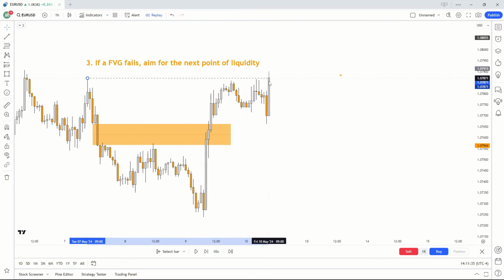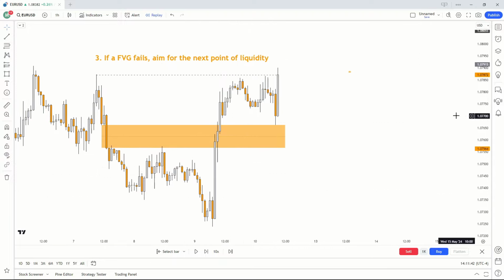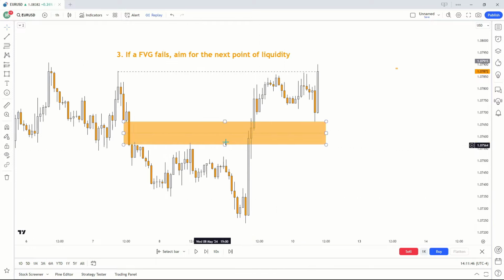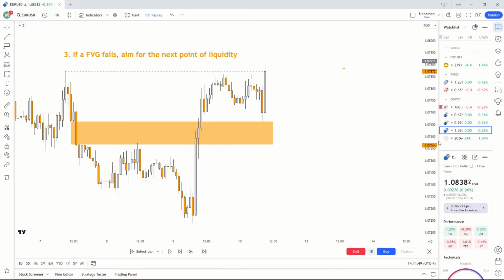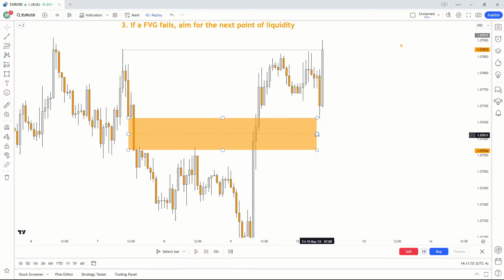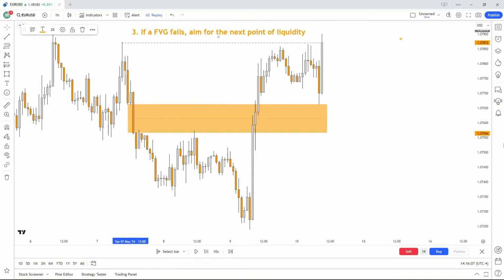Now, with a failed fair value gap, what you can do is you can still trade off of it. I know this goes against what I teach. However, this is an actual concept called an inversion fair value gap. So when a fair value gap fails, we can extend our box, our fair value gap, and wait for market to come back into this price. An inversion fair value gap, or an inverse fair value gap, is simply when a fair value gap fails and we get that change in momentum towards the upside in our case. We have market return back to this zone before reacting off it.